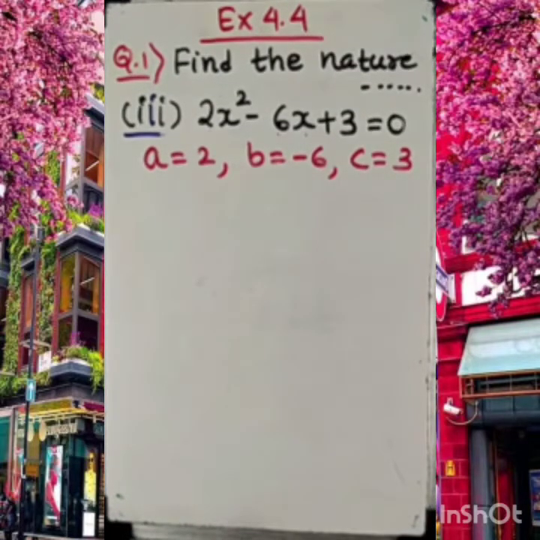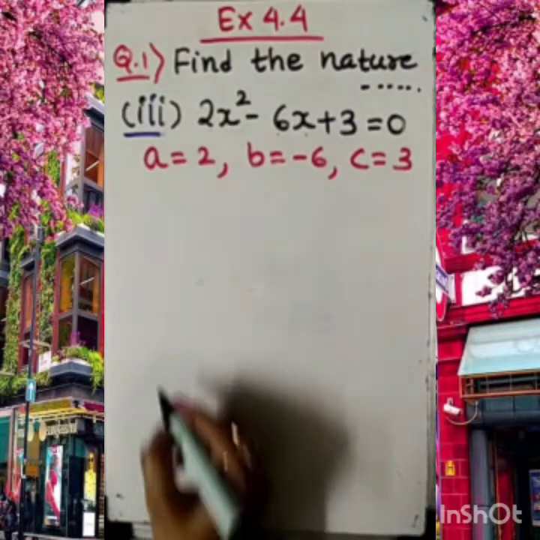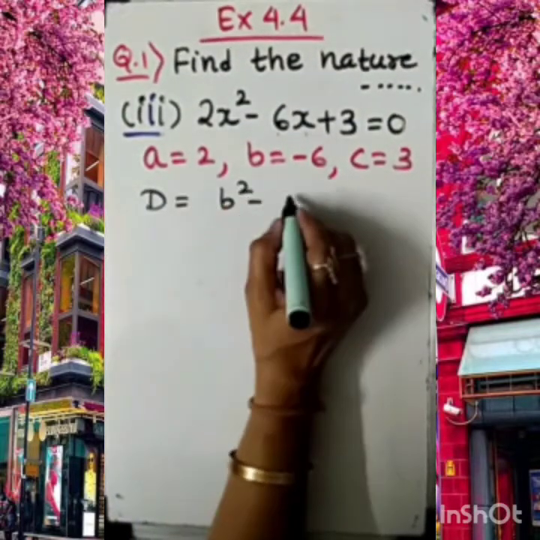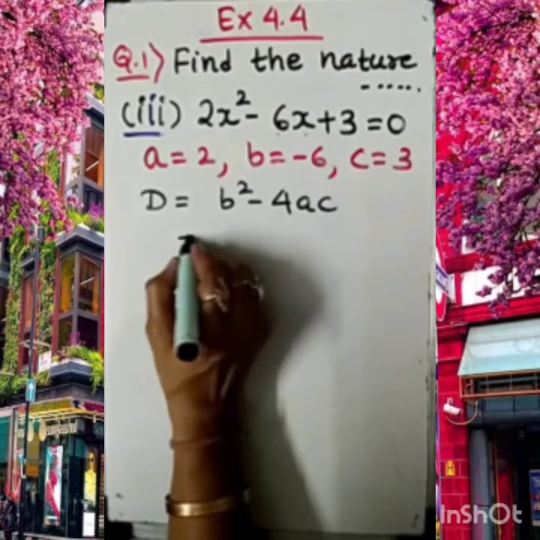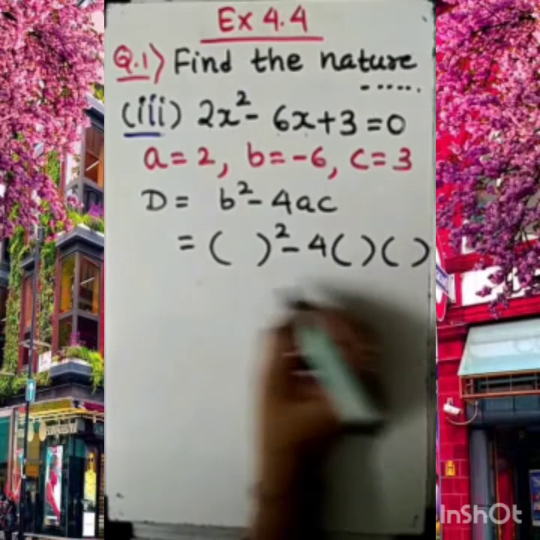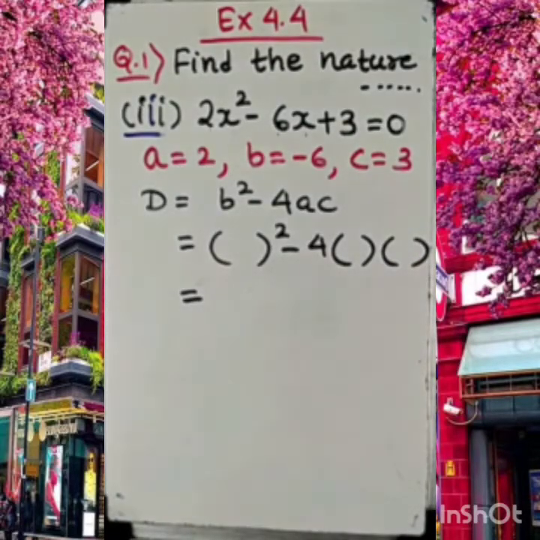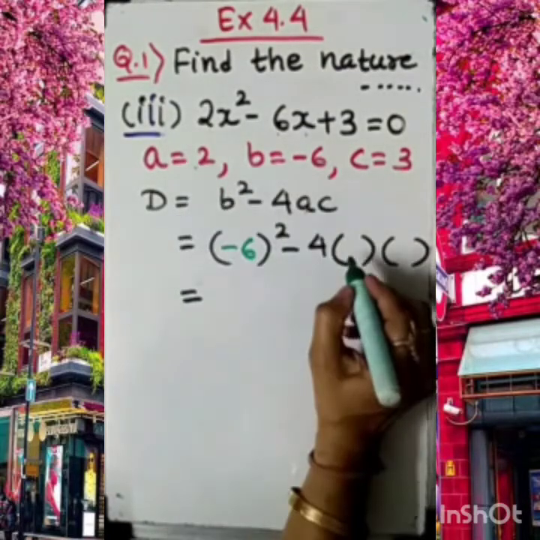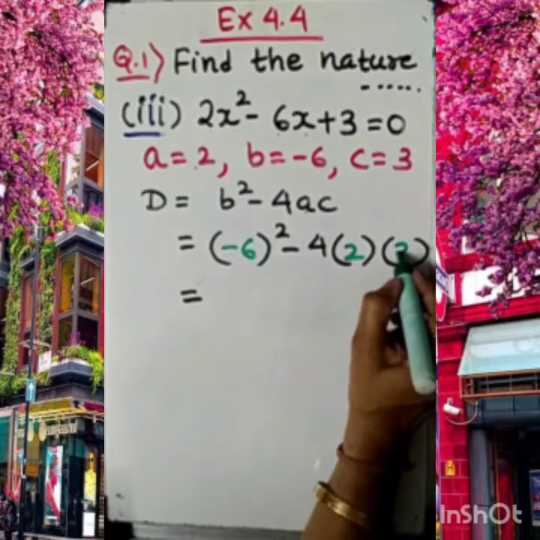For the safe side, so that you should not make mistakes while calculating, let's find the discriminant D equal to b square minus 4ac. So let's substitute the values one by one carefully. The value of b according to the question is minus 6, so I am inserting minus 6. a is 2 here and c is 3 here.